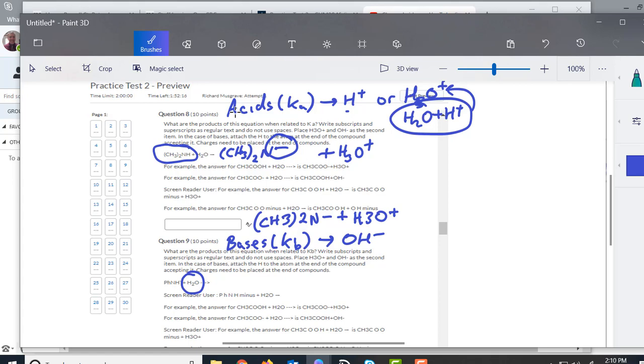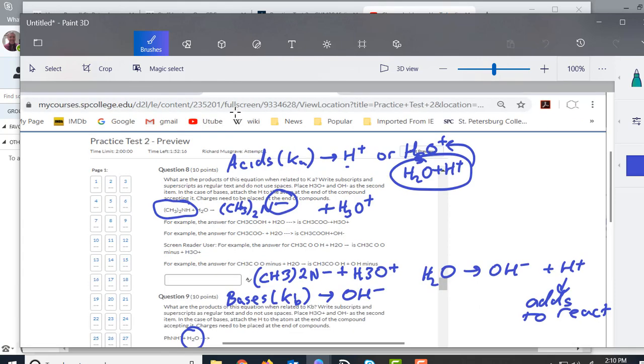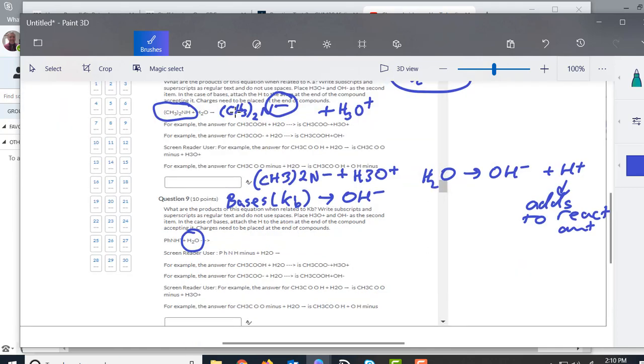So the way you can think about it is that the water effectively is being turned into OH minus and H plus, and this H plus adds to the reactant. Sorry about that. So the H plus adds to the reactant. Now the reactant in this case, let's move this down here a little bit, here we go. The reactant in this case is PHNH minus.